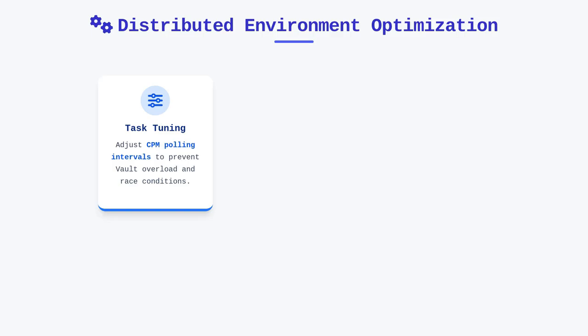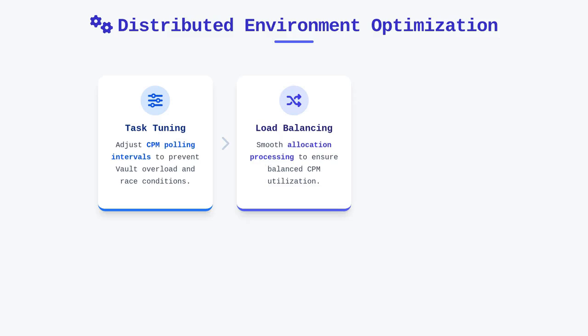To optimize these distributed environments, we should focus on tuning the background task intervals and query distributions. By default, the CPM performs polling operations at intervals that might be suboptimal for high-density environments, leading to unnecessary load on the vault and potential race conditions. Adjusting the delay between polling cycles allows us to smooth out the distribution of processing allocations, ensuring that no single CPM is overwhelmed while others remain idle.